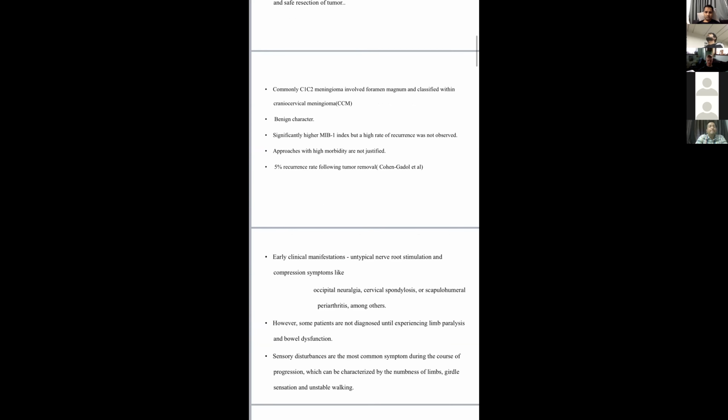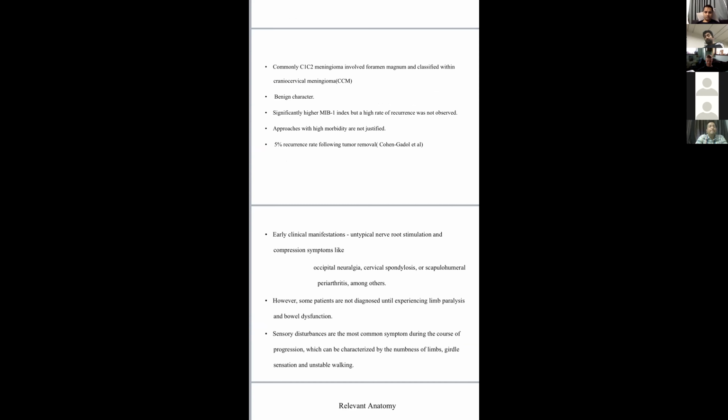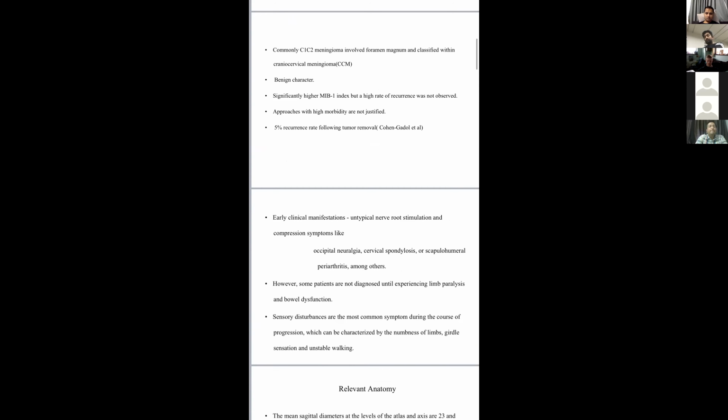Clinical presentations are atypical nerve root stimulation and compression syndromes, like occipital neuralgia, cervical spondylosis, or scapulohumeral arthritis, among others. However, some patients are not diagnosed until they experience limb paralysis and bowel dysfunction. Sensory disturbances are the most common symptoms during the course of progress, characterized by numbness of limbs, girdle sensation, and unstable walking.